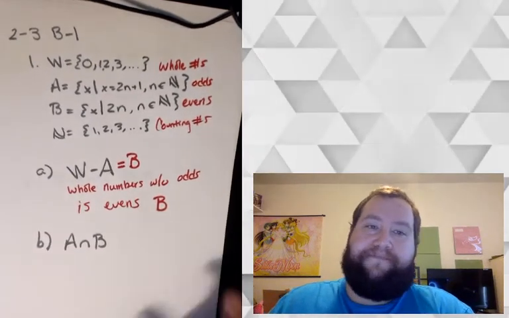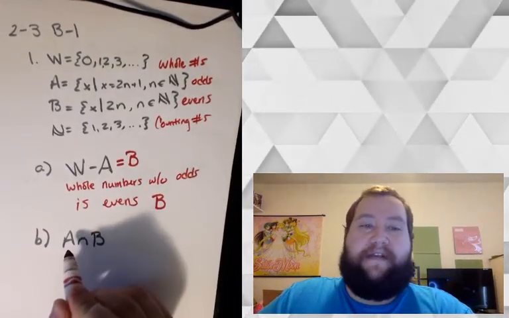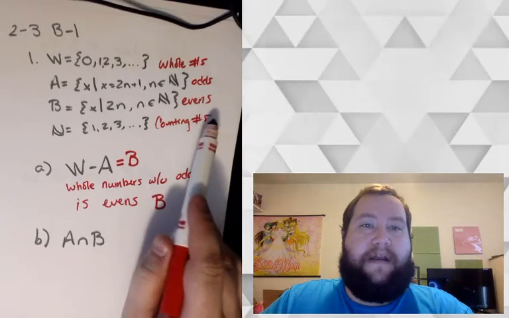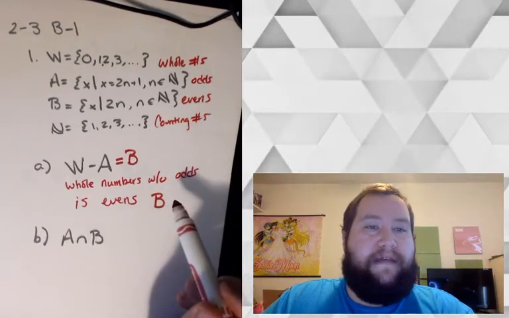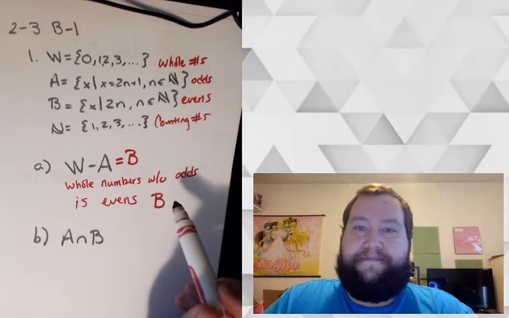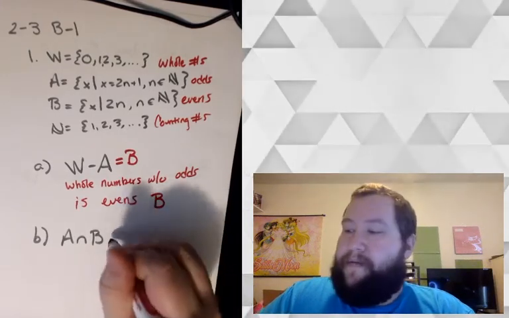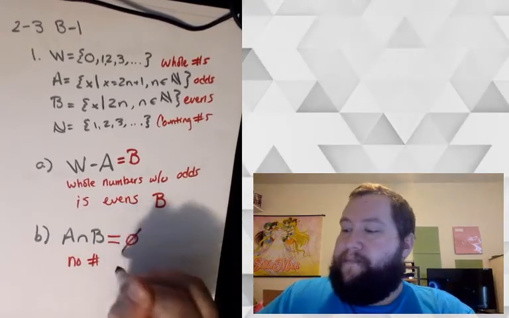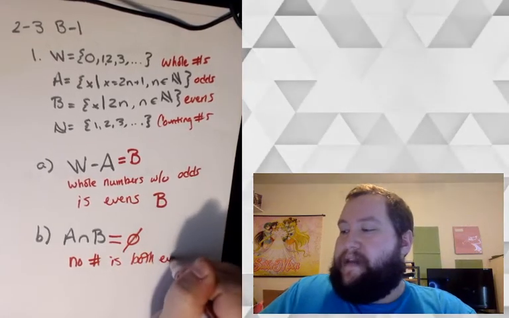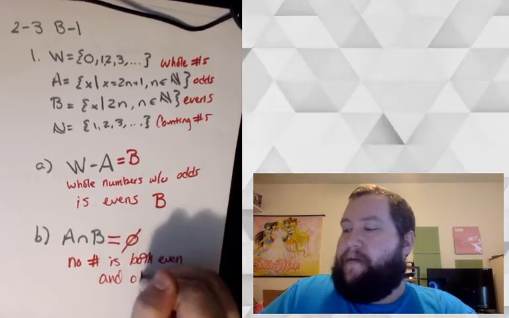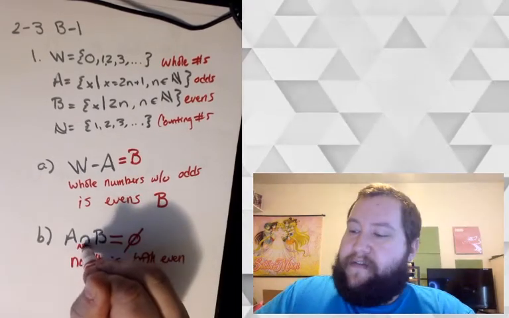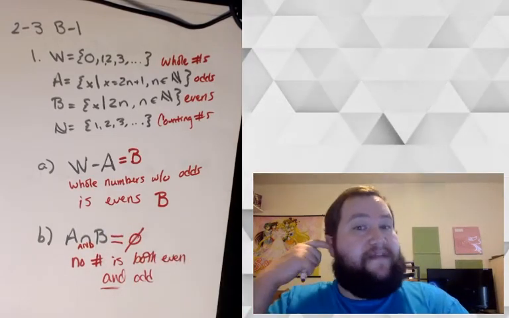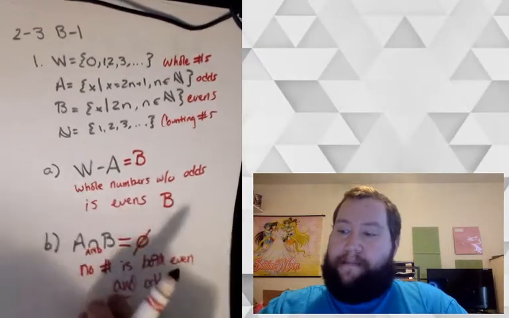Or then A intersect B says all of the things that are in both A and B. So A is our odds, and B are our evens. So what number is both even and odd? Well, by definition, a number can't be both. And so the intersect of those is our empty set, because no number is both even and odd. Right? And again, that's why I like to think of intersect as and, because it says what is in both A and B. The answer is nothing, because I can't have something that's both even and odd.